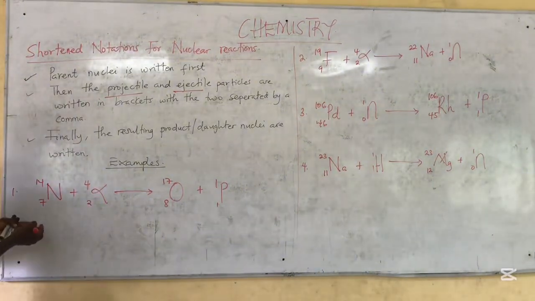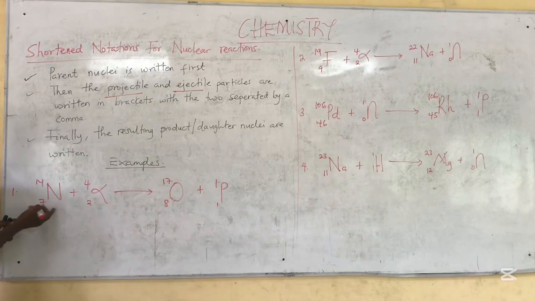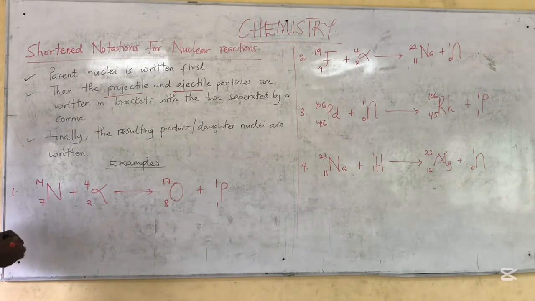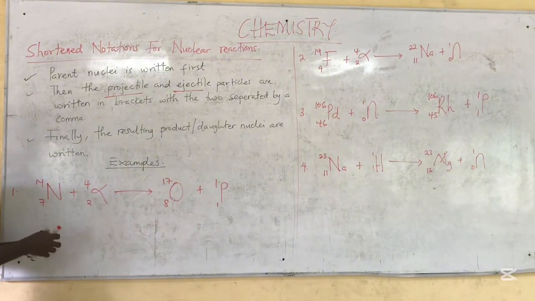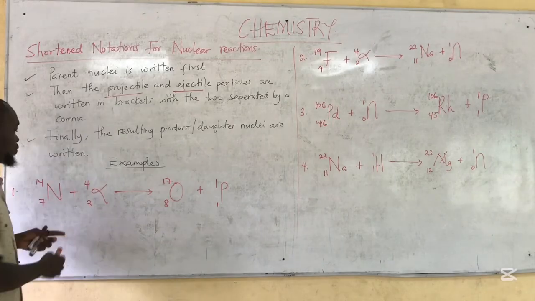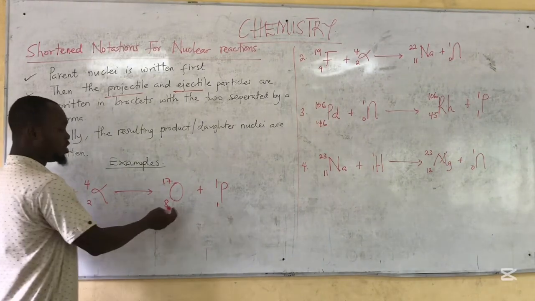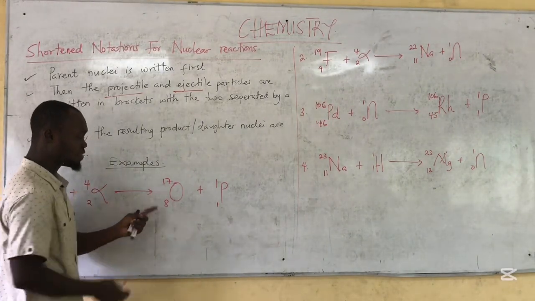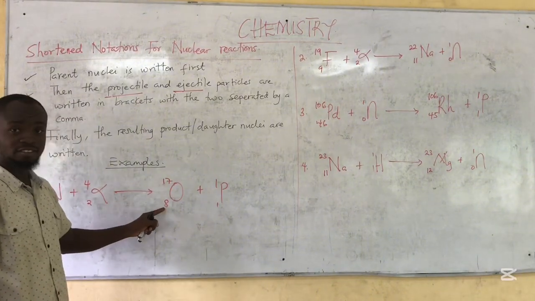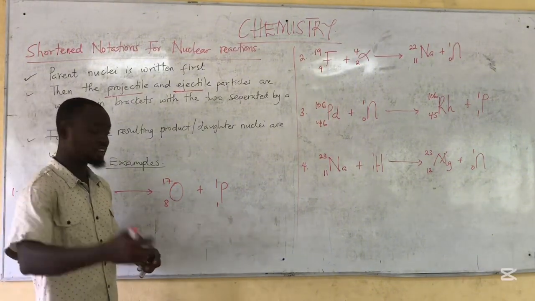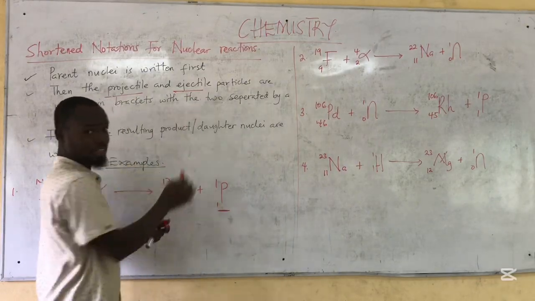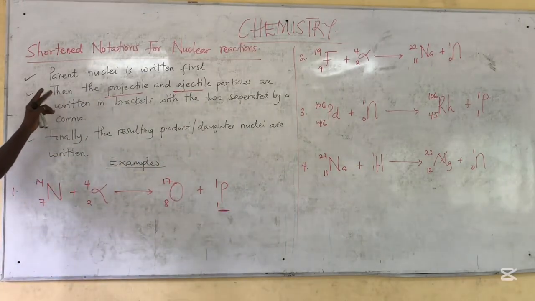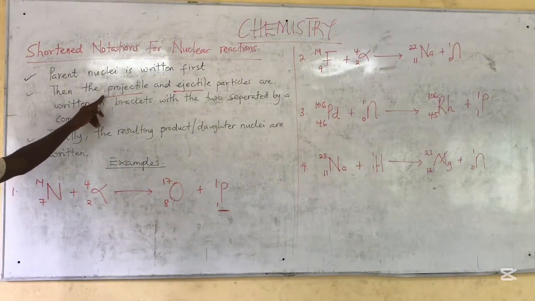So in our first example here, our parent nuclide is nitrogen with a mass of 14 and a proton number of 7. The nitrogen is bombarded by an alpha particle. So the alpha particle here is a projectile. Is that okay? Now, after the bombardment, a new element is formed. That is oxygen with a mass of 17 and a proton number of 8. And then a particle was released. That particle is a proton. So the proton here becomes our ejectile. Is that okay? So after writing the parent nuclide, you then write the projectile and then the ejectile.